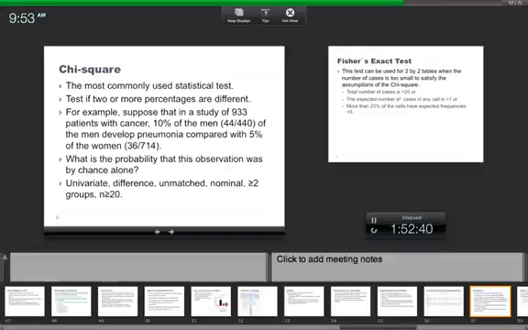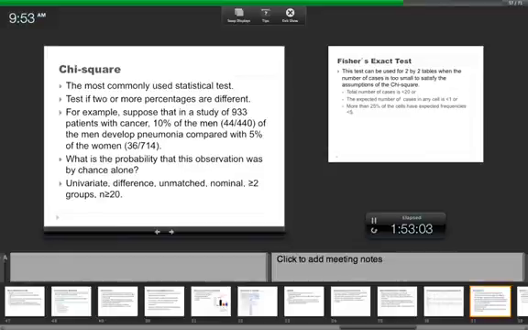For this type of percentage data or proportion data, we would use tests such as the chi-square test. This is perhaps the most commonly used statistical test. It tests whether two or more percentages are different.